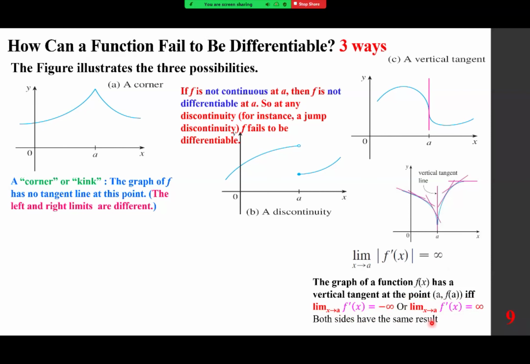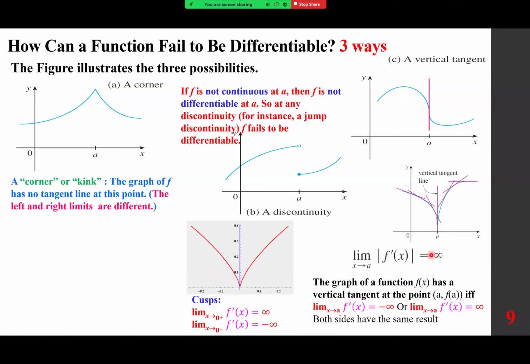In other words, if you recall from elementary algebra, for a vertical line, we said the slope is undefined. And what we really meant was that the slope was either infinity or negative infinity. And that's exactly what this one says. Both sides result in the same.